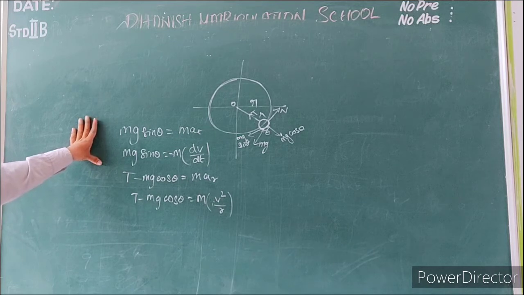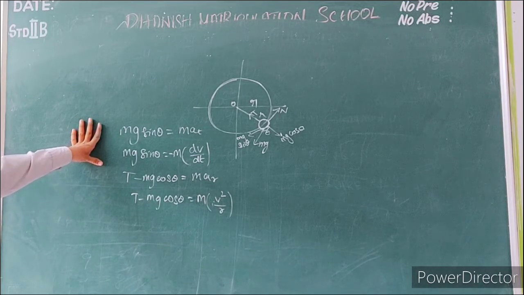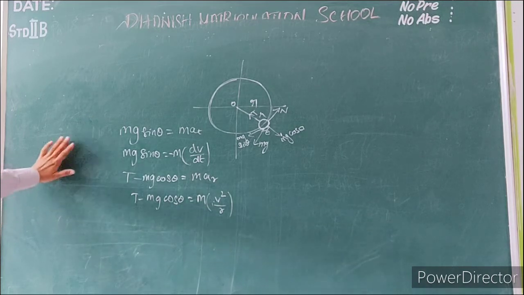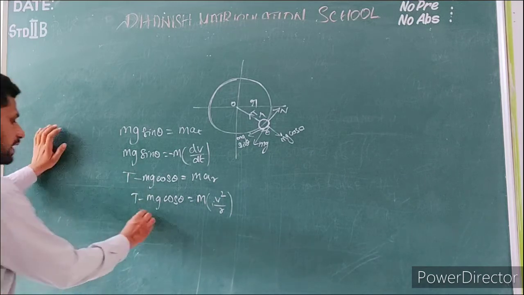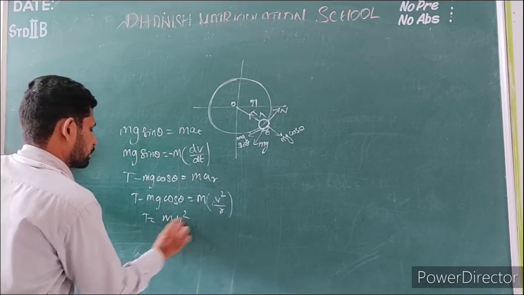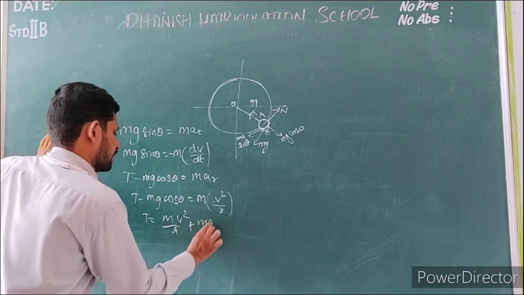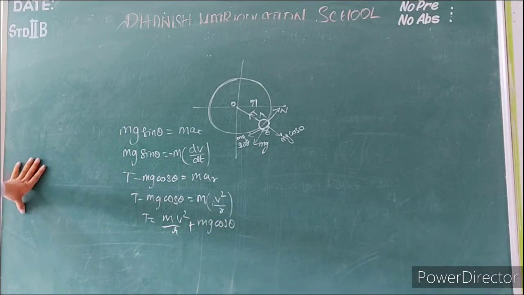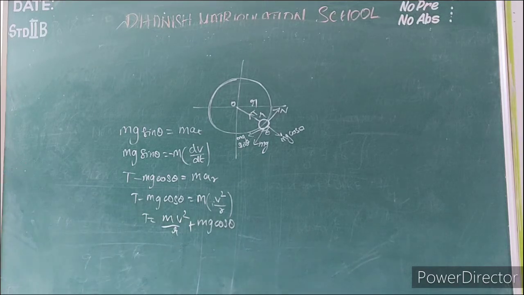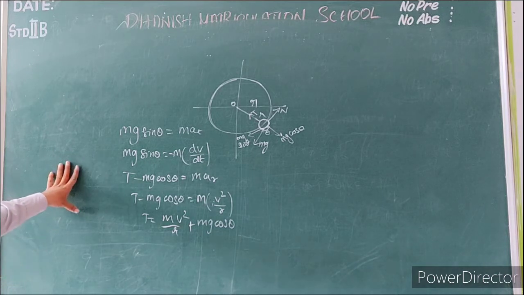The tension in the string is also not constant. This is one of the formulas: the tension T will be equal to mv squared by r plus mg cos theta. So T equals mg cos theta plus mv squared by r. Mg cos theta is always greater than 0, hence tension cannot vanish even if the velocity vanishes.